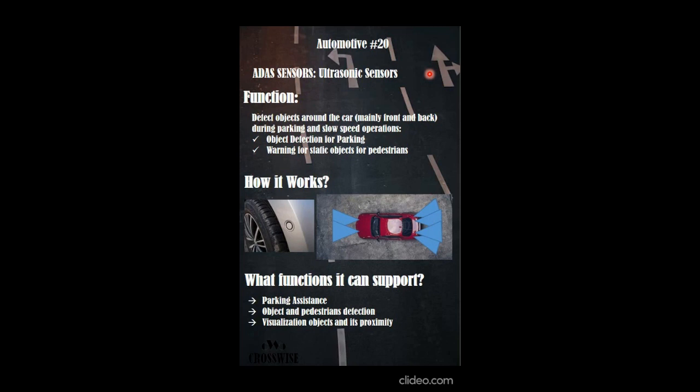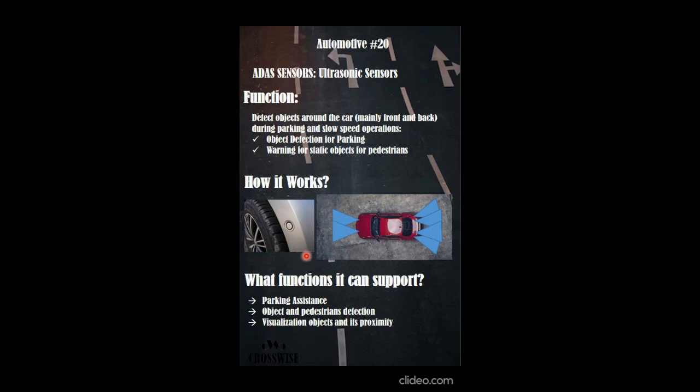These are the most commonly used sensors in the car. They are called ultrasonic sensors, basically supporting parking assist applications. The function is to detect objects around the car, mainly on the front and back, during parking and slow speed operation. It helps detection, especially for parking, and also warns of any static objects or pedestrians.